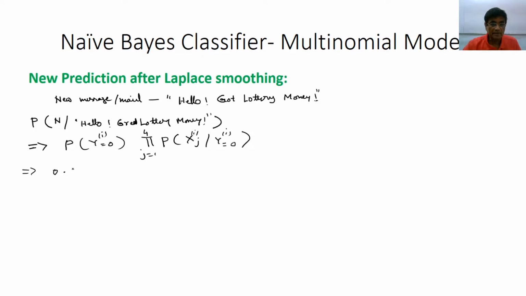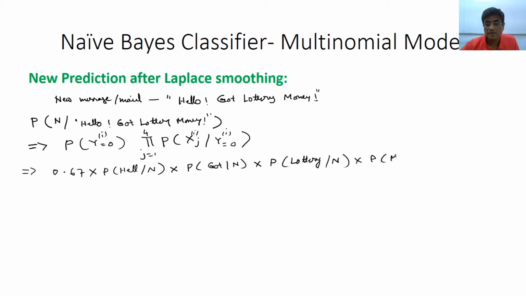So prior probability, as you have seen, will never change. Before Laplace smoothing and after Laplace smoothing, it will not change, and all others will change. So probability that hello is in the normal class, times probability of got, so this is got, right? Times probability of lottery given it's in the normal class, times probability of money, and then you need to just put these values from the earlier lecture.